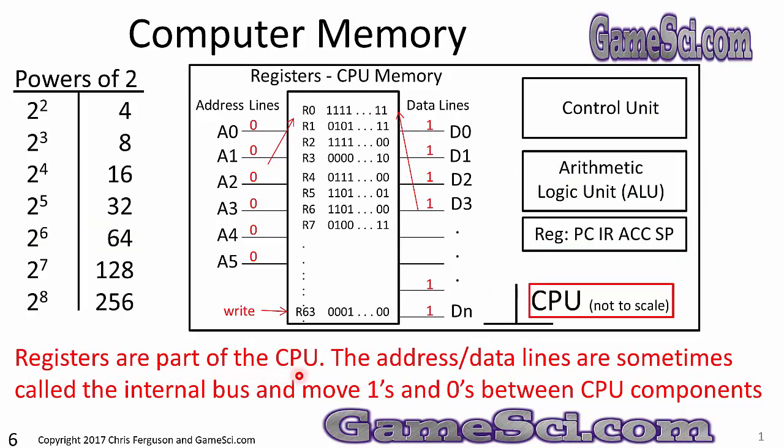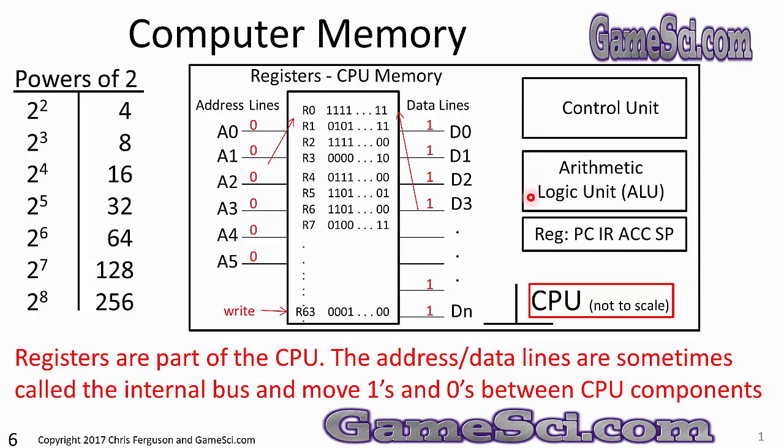Registers are part of the CPU. The address/data lines are sometimes called the internal bus, and they move ones and zeros between the CPU components. I've drawn this box here to indicate all of this stuff is internal to the CPU. Now, of course, this CPU is not drawn to scale. This is the control unit. This is the circuitry that decides which command to execute.